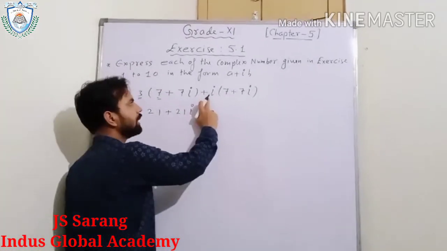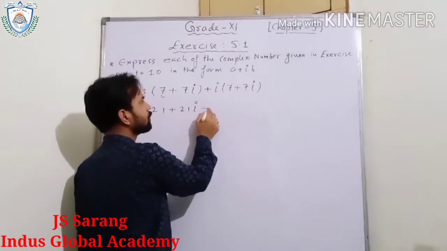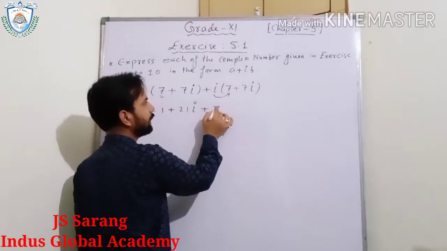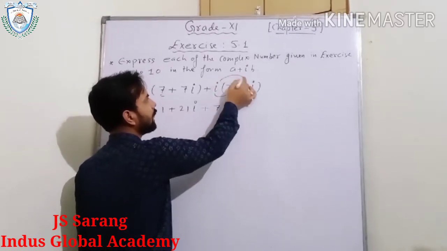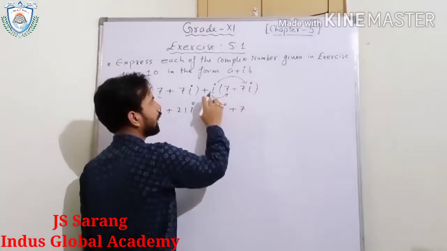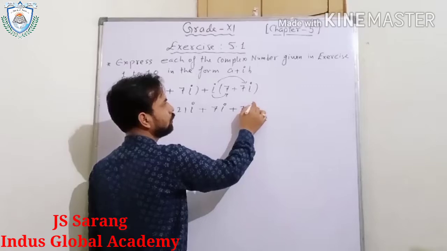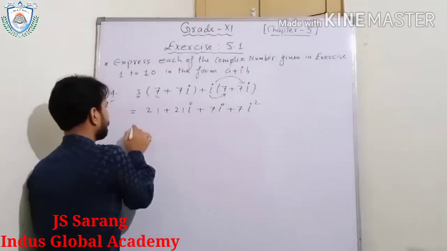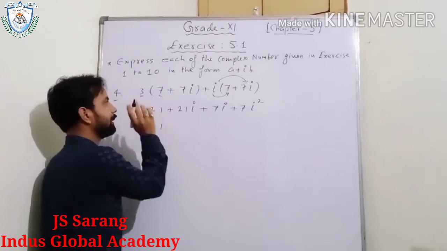Similarly, this plus i is multiplied inside the bracket. So plus i into 7, i is multiplied by 7, so it will be 7i. Now this i is multiplied with plus 7i. So plus 7i into i gives you i squared. Understood? Now see.